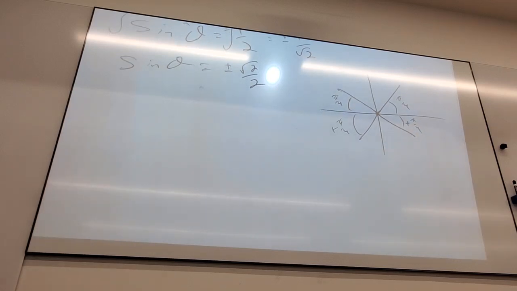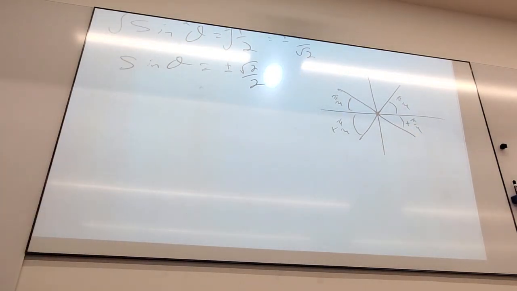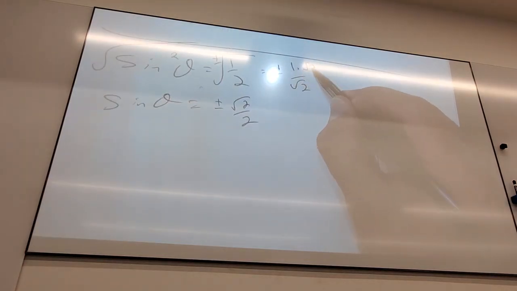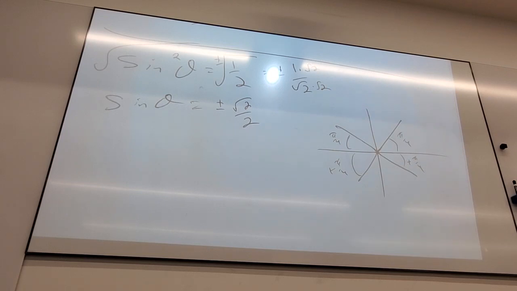Yes? How'd you get sine theta equals plus or minus square root 2 over 2? Oh, that was when you just have to rationalize. Oh, okay. Yeah, just to put it in a form we're more used to.